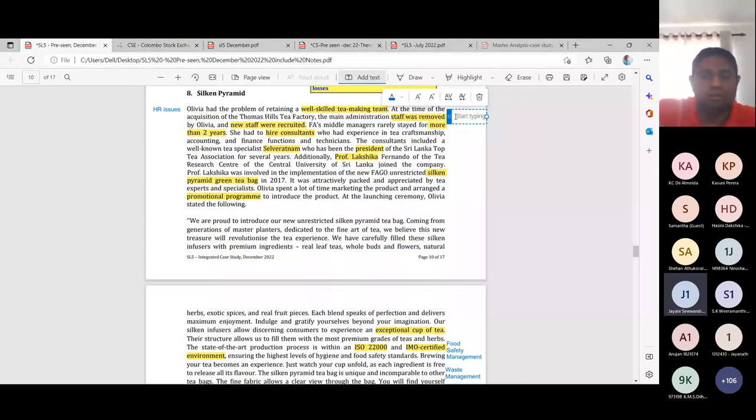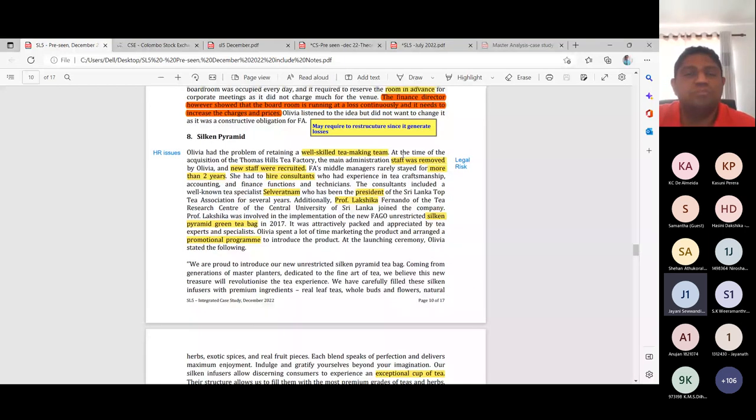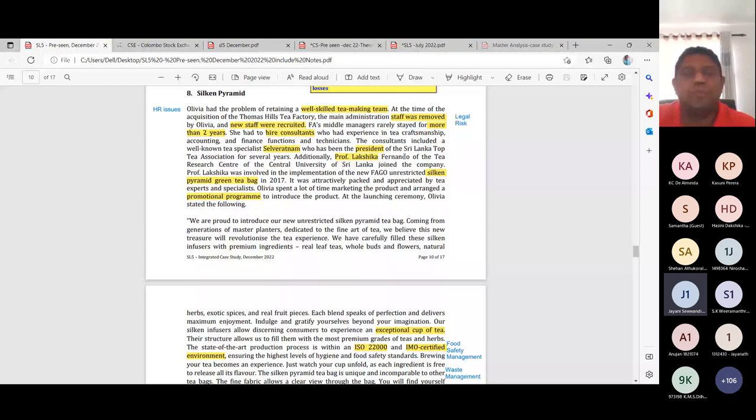The method we have applied. So it is in 2005, no? So there may be some ongoing cases, no? Right. Staff were removed only when new staff were recruited.